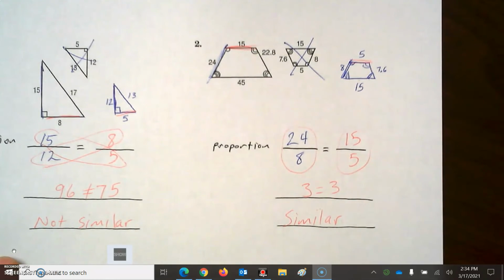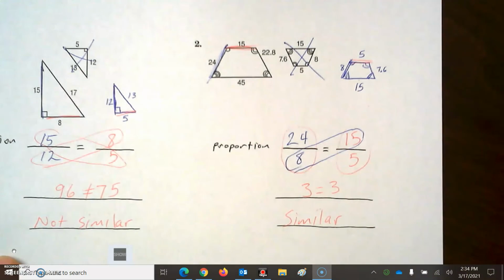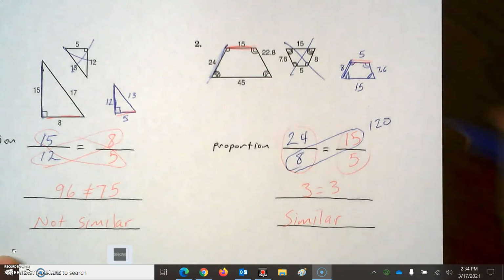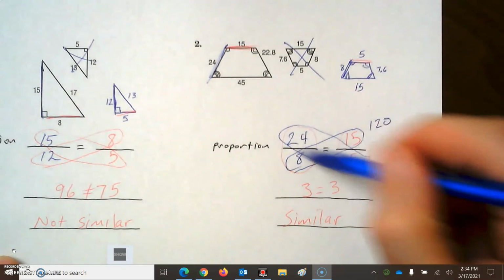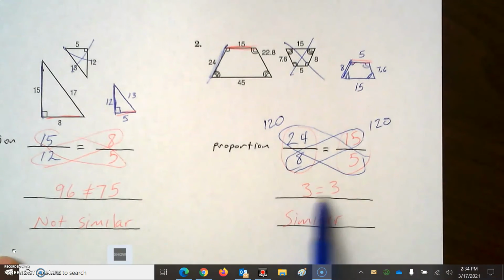But since I could just quickly tell those were 3s, I knew that I was done. And they were similar. But if I cross multiplied, 15 times 8 is 120. And 24 times 5 is also 120. So I could have written 120 equals 120.